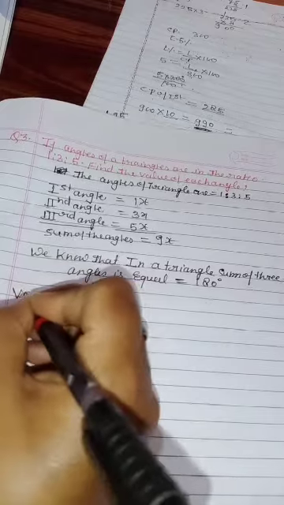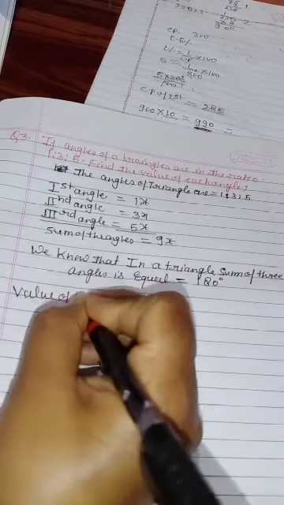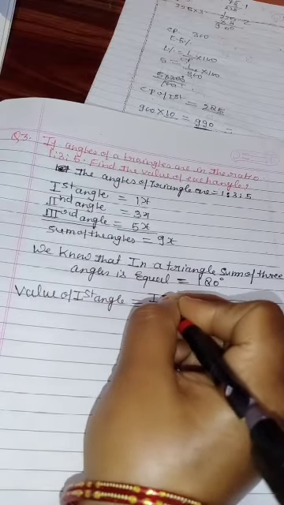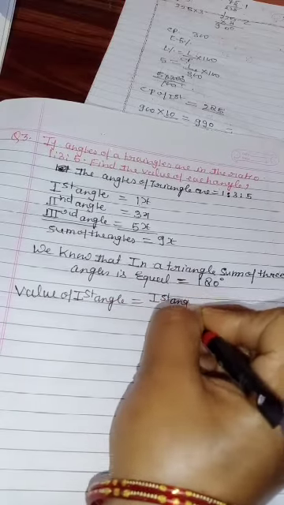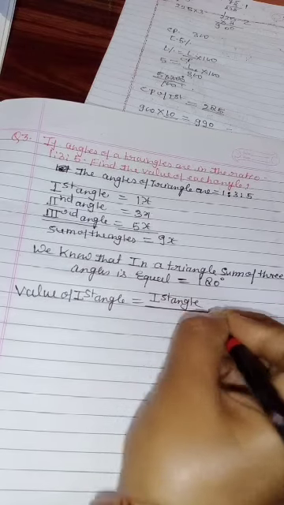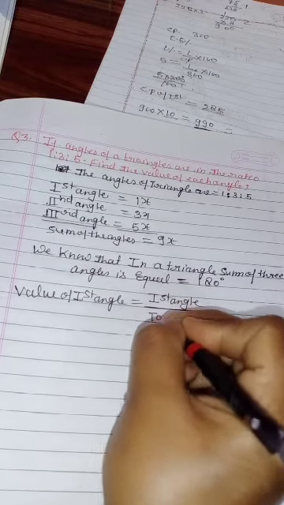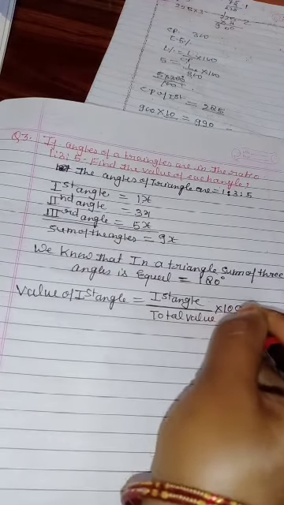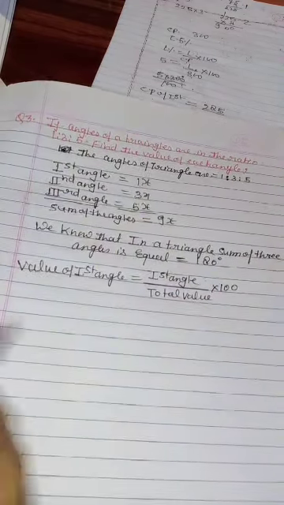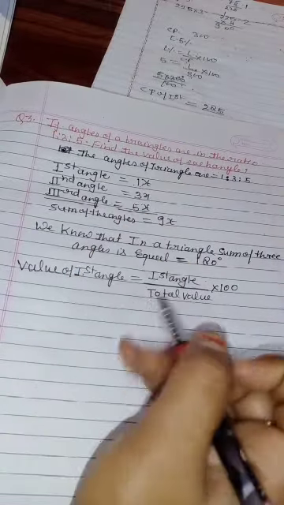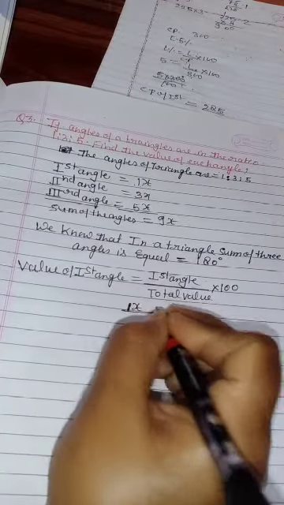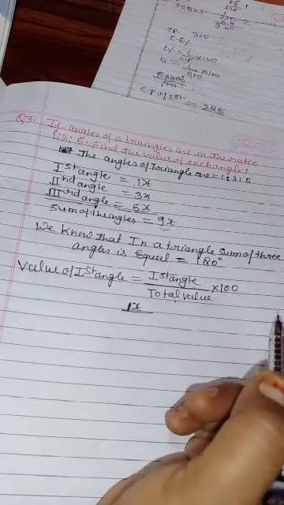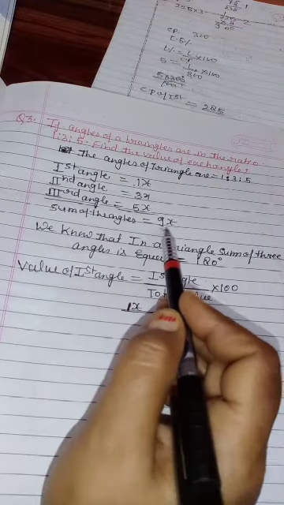So value of first angle is equal to first angle upon total value. Okay, I am making formula: first angle upon total value multiplied by 100. So in this way you will get the actual angle. First angle is how much beta? 1x upon total value is how much? Sum of the angles. Sum of the angles is how much beta? 9x.